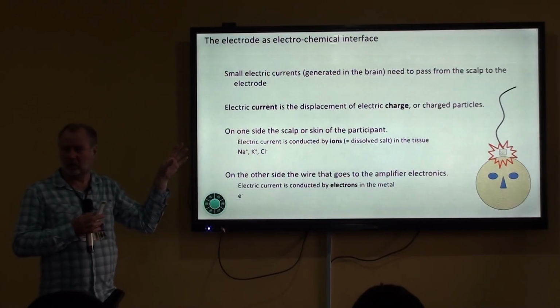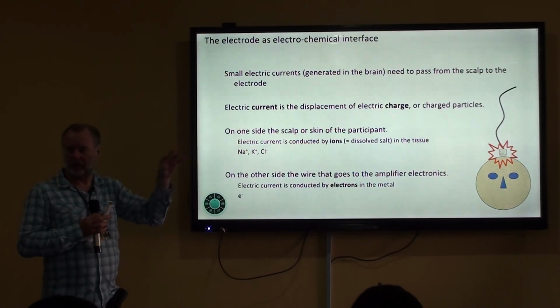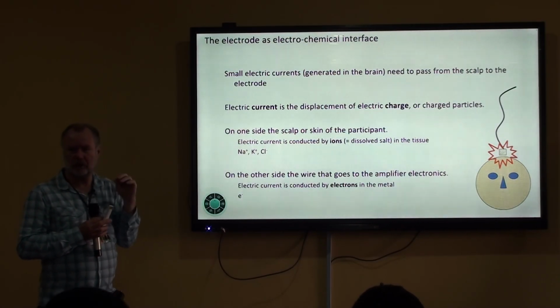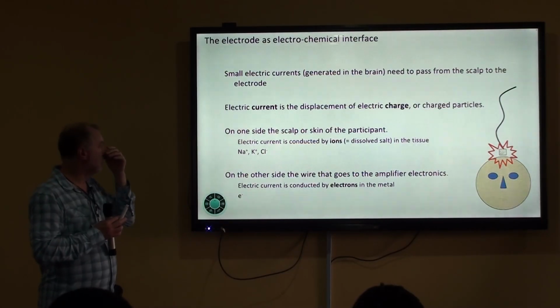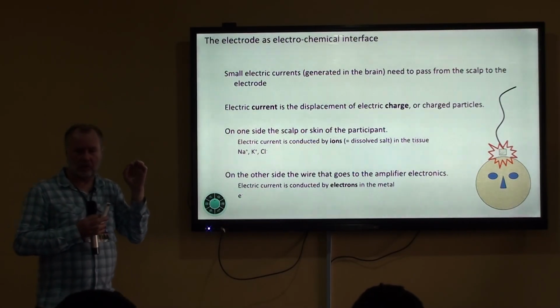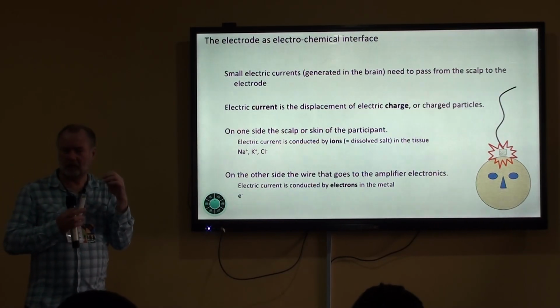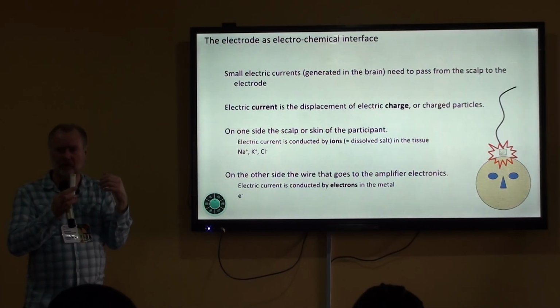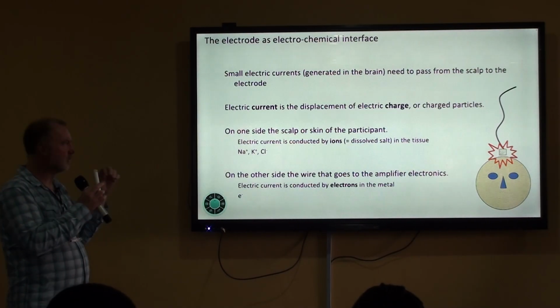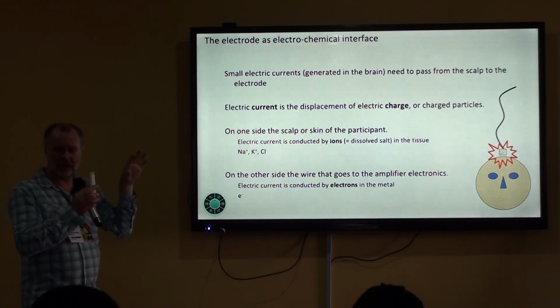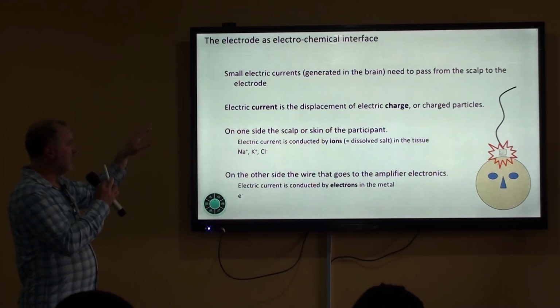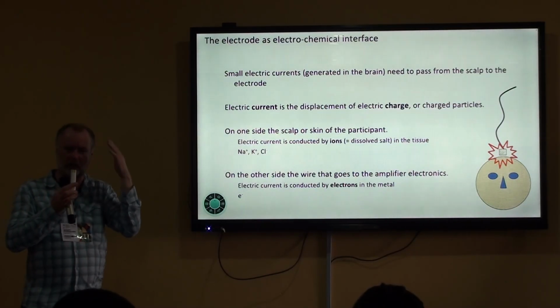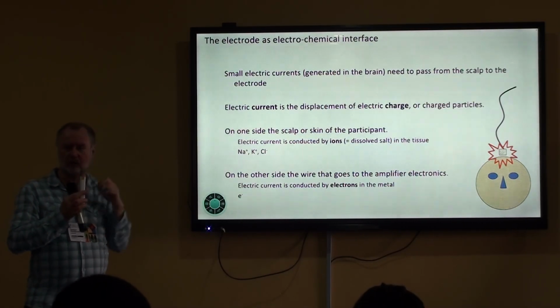There are other electrode caps, and I will show some of them a little bit later on, but I first want to go to the electrode itself. So, as Mikkel explained yesterday, we have the neuronal activity, so we have the postsynaptic potentials, and if the neurons are aligned, that causes small currents in the brain, and these currents that are generated in the brain need to pass through the skull into the scalp, and then from the scalp into the electrodes.